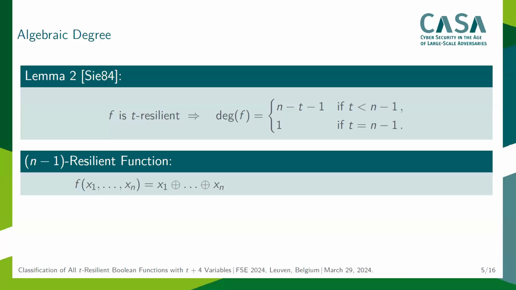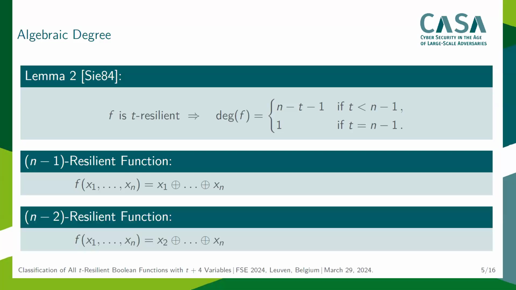And based on this lemma, he was able to show the only Boolean function with the highest resilience order n-1 is the linear function which XORs all the input variables. And also the second highest one, the n-2 resilient function, is again a linear function, but instead of all, one of them is excluded. But this is not very useful in this scenario of using it as a generator function.